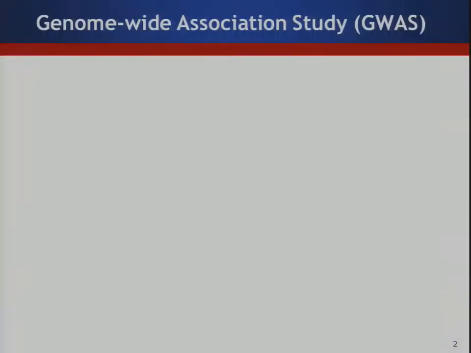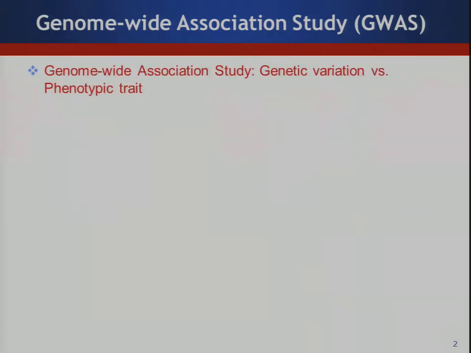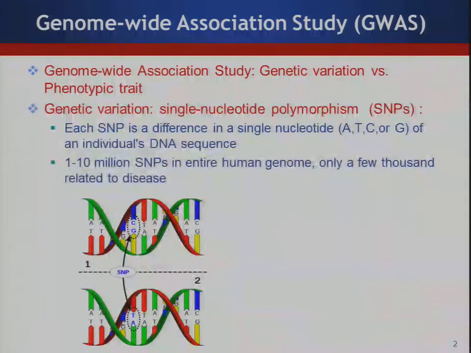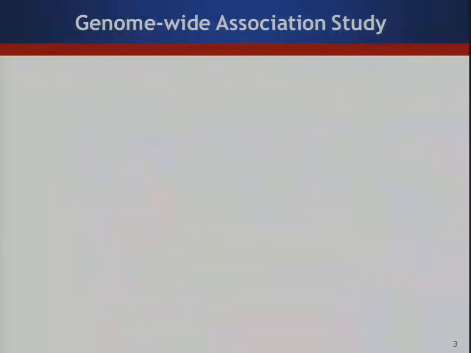First, let us look at the motivating example, the genome-wide association study, the so-called GWAS, which studies the association between genetic variation and a phenotypic trait. One of the most common genetic variations is the single nucleotide polymorphism, the so-called SNP. Each SNP is a difference in a single nucleotide of an individual's DNA sequence. For example, if most people have CG here, but it changes to TA, it's called a SNP. There are about 1 to 10 million SNPs in the entire human genome, but only a few thousand are related to a disease.